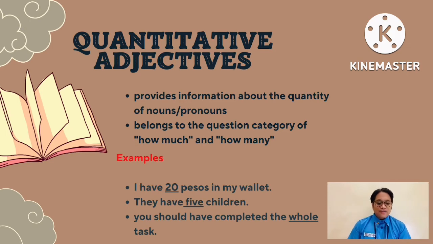Next we have, you should have completed the whole task. So the quantitative adjective here is whole. That answers the question, how much? So it is a whole task. So whole describes our noun, which is the task.